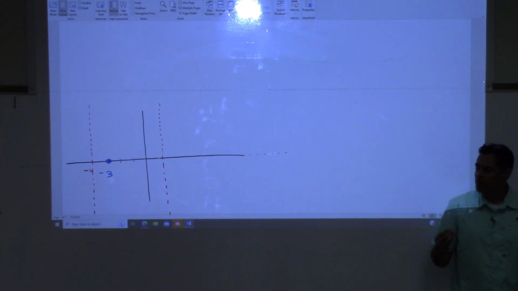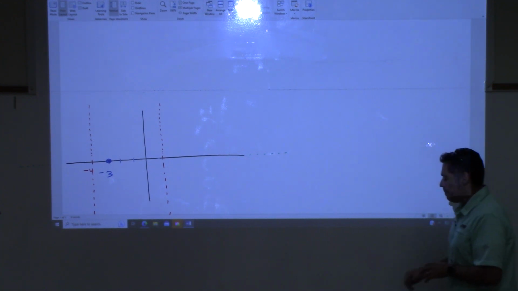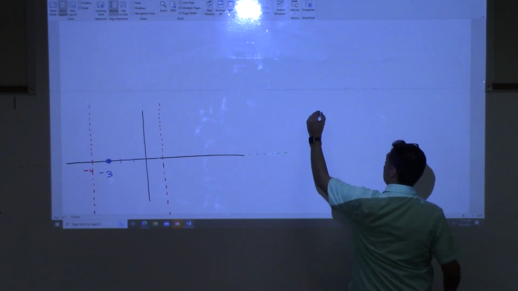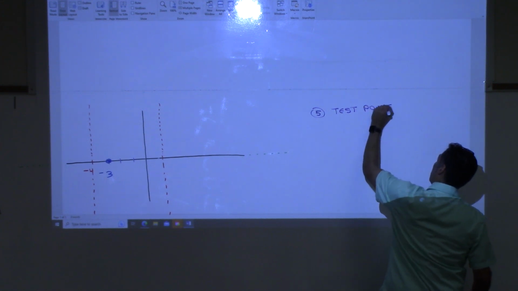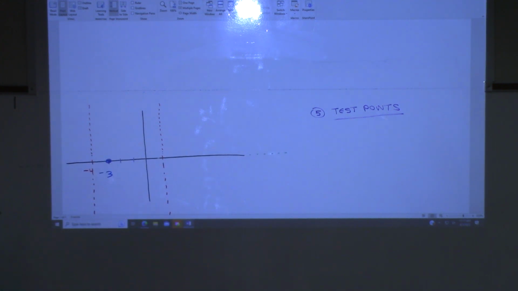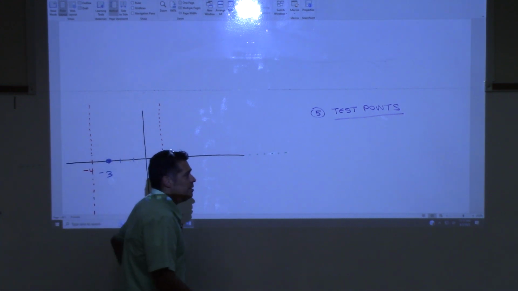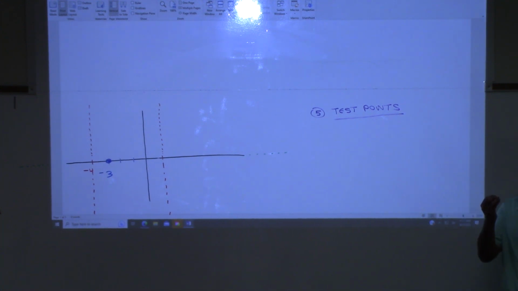What we need to do now is get more information so that we can draw a better picture. So we are at step 5, test points. And I did not explain this in class last time. I just told you when we come back next week, I'll explain what the test points are. So here's the way test points work. What you're trying to do is get more points so that you can draw the picture. Right now we don't have enough to draw anything.